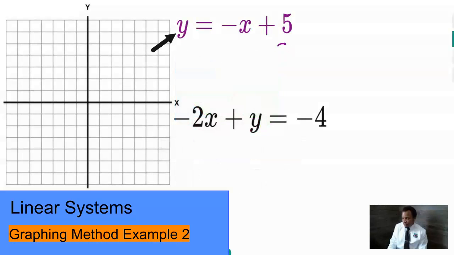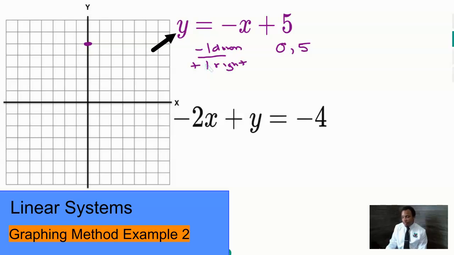Positive 5, so our first point, (0, 5), we'll go here: 1, 2, 3, 4, 5. And our slope is -1. In order to make this a fraction, we put this over 1. And this tells us to go 1 down and 1 to the right, since this 1 is positive.